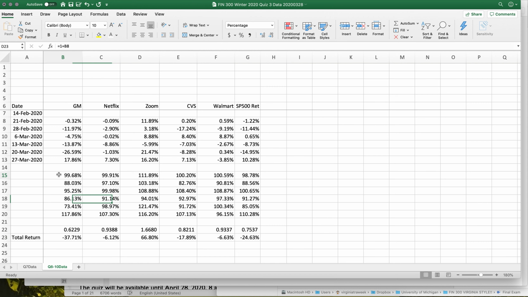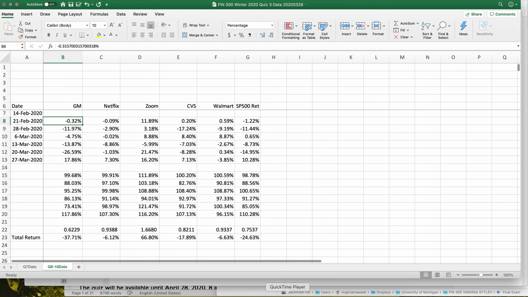The intuition here is to add 1, multiply everything together, and then subtract 1. And the way to think about it is if I put $1 in starting in this week, I would lose 0.32 cents. And so if you do that for every single week and then multiply them all together, you'll get your total return.